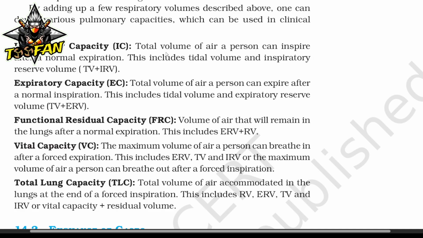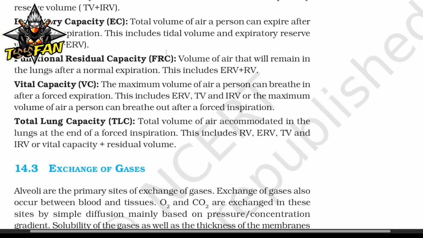Vital capacity. The maximum volume of air a person can breathe in after a forced expiration. This includes ERV, TV and IRV, or the maximum volume of air a person can breathe out after a forced inspiration. Total lung capacity. Total volume of air accommodated in the lungs at the end of a forced inspiration. This includes RV, ERV, TV and IRV, or vital capacity plus residual volume.